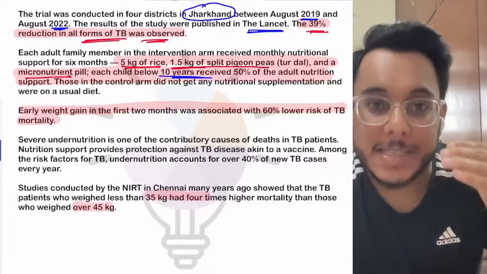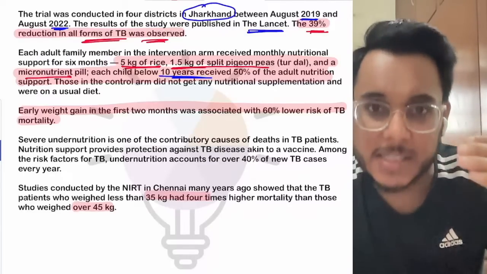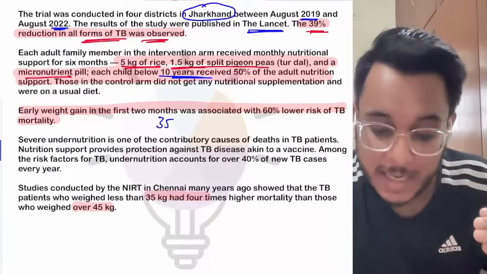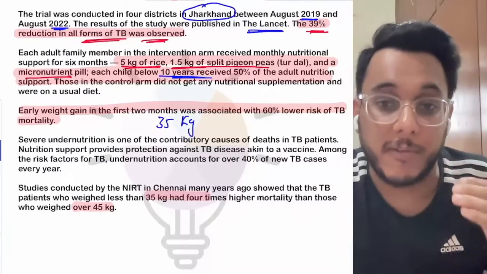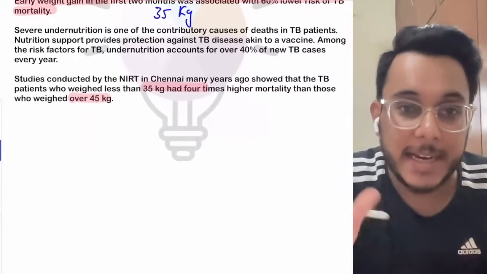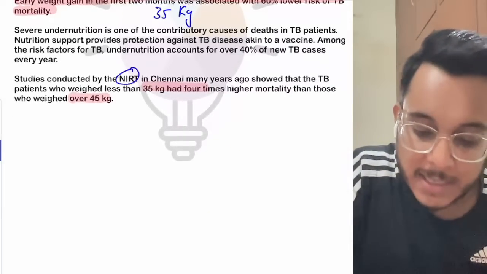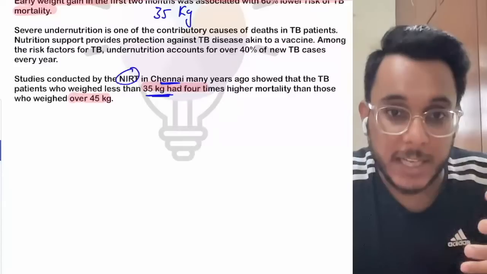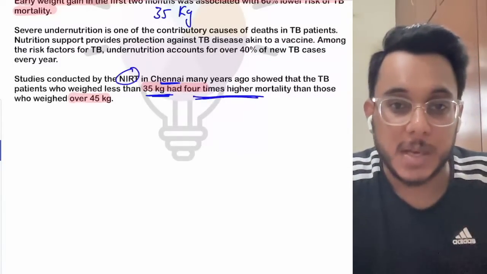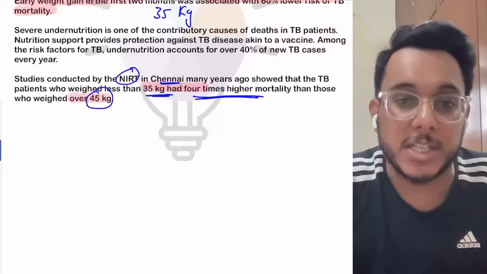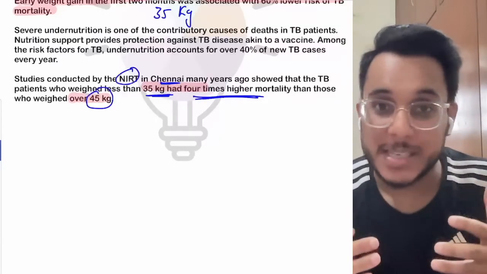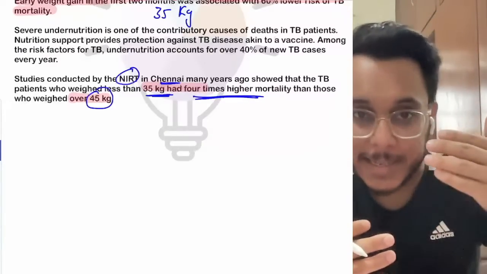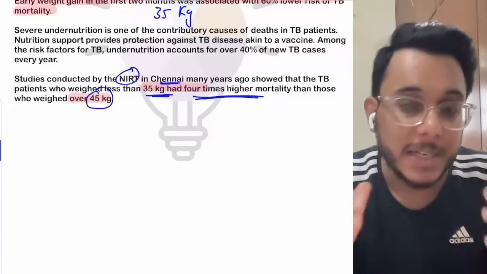Now, when we talk about TB, guys, it has been shown that if a person gets TB, he loses weight fast. And if a person's weight goes below 35 kg, then there is a high probability that that person will face mortality. According to the studies conducted by NIRT Chennai, the people who weigh less than 35 kg and have TB have 4 times higher mortality. But the people weighing more than 45 kg, their mortality is very much less. So basically, guys, giving good nutrition to people can contribute to increasing their weight, and by that, automatically their mortality rate will go down.